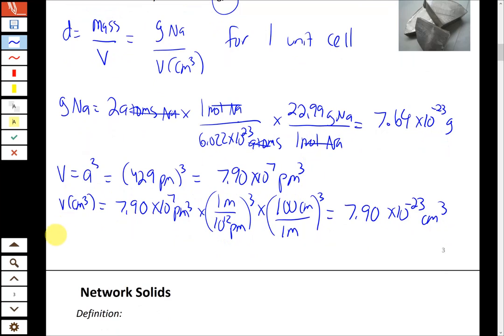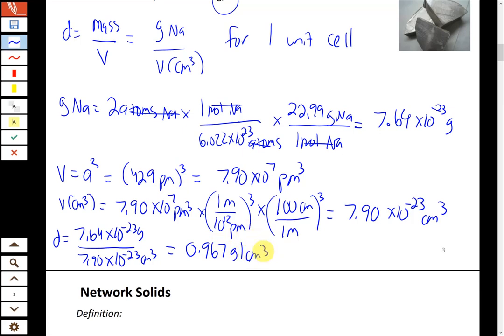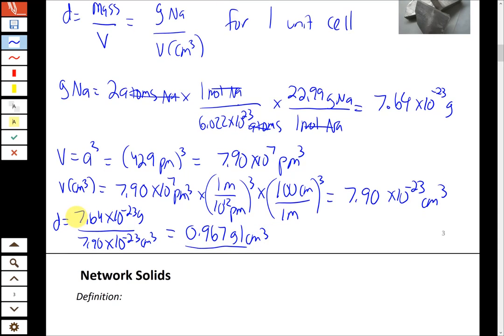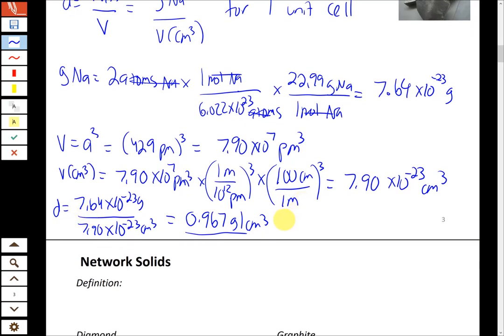So we're now ready to calculate density using those 2 numbers. We found that there were 7.64 times 10 to the minus 23rd grams. We found that the volume is 7.90 times 10 to the minus 23rd cubic centimeters, and that comes out to 0.967 grams per cubic centimeter. So this is the calculated density based on the structural information. And if I go to the most reliable source for scientific information in the world, Wikipedia, not really, but it works for most things, Wikipedia tells us that the density of sodium is 0.968, so basically identical to that.